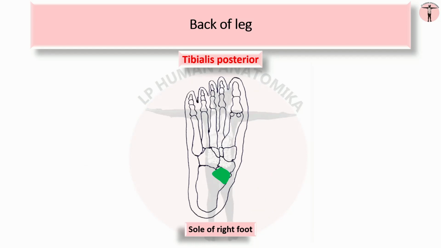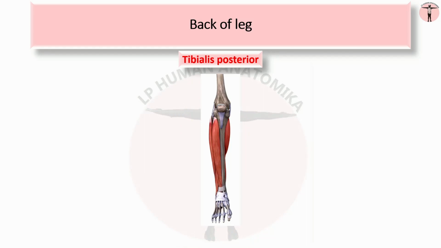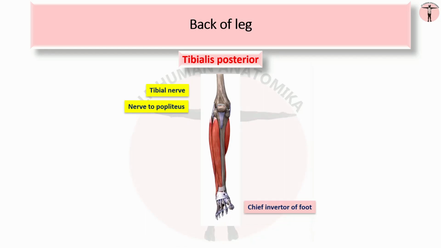In the sole, the tendon of tibialis posterior runs superficial to the spring ligament. The tendon inserts on plantar surfaces of all the tarsal bones except the talus and to the bases of the middle 3 metatarsals, that is the 2nd, 3rd and 4th metatarsal bones. It is supplied by the tibial nerve and the nerve to popliteus. It is the chief inverter of the foot.